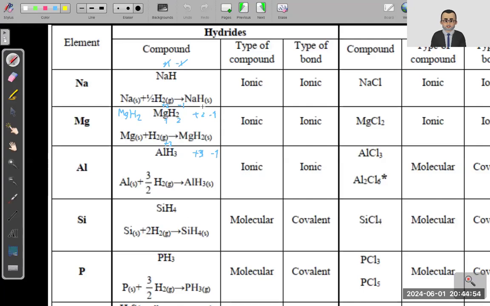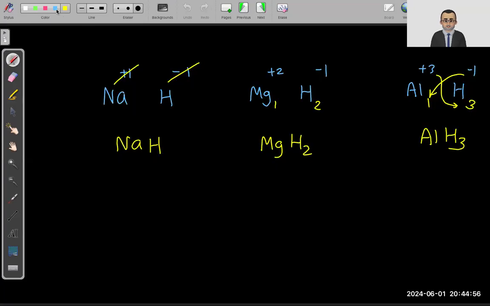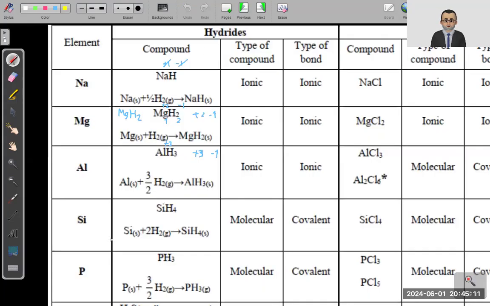Silicon is in group 4. Let's try silicon. Silicon is +4, and hydrogen is -1. Again, switch the numbers. What will be the product? Put the 1 here and 4 here. So the compound is SiH4. The fifth one, the table becomes a little bit different here, because here the phosphorus is -3.